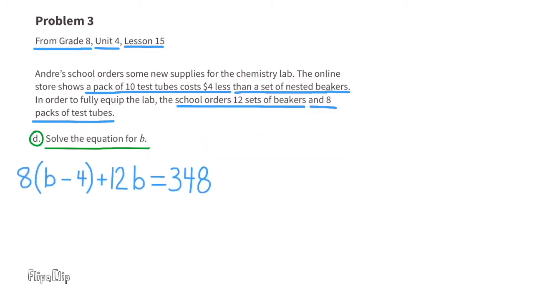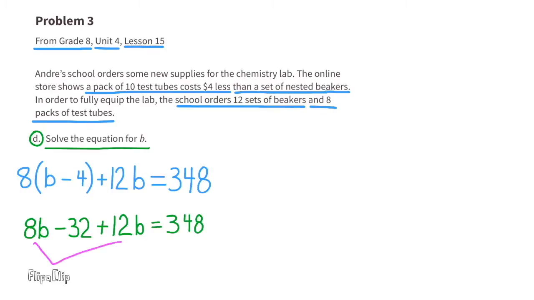D. Solve the equation for B. Use the distributive property to multiply 8 times B, that's 8B, and 8 times a -4, that's a -32. Bring down the positive 12B, bring down the equal sign, and bring down 348. Collect like terms. 8B plus 12B is 20B. Bring down the -32, bring down the equal sign, and bring down 348. Now the equation reads 20b minus 32 equals 348.